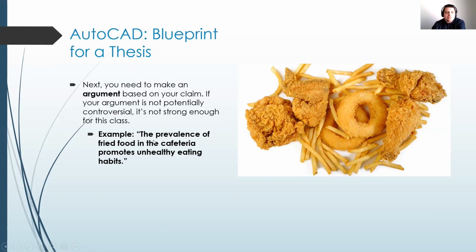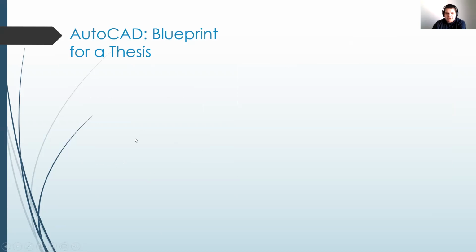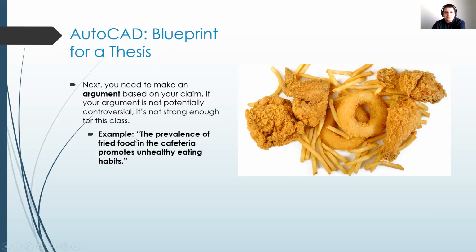So we have several important parts here. First of all, the idea of the prevalence of fried food. What exactly constitutes a prevalence? Does this mean that every single option is deep fried? Are there other things you could potentially eat in the cafeteria?